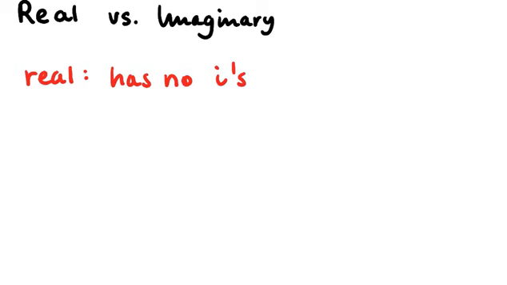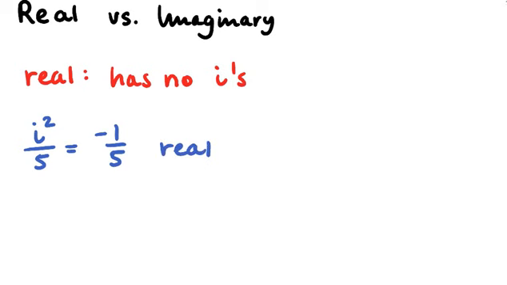So, for example, what if we were to look at i squared divided by 5? You all know from earlier in the year that i squared is -1. -1 over 5 is the ratio of two integers, so it is rational, yes, but it's not imaginary, it's real, because it has no i's.